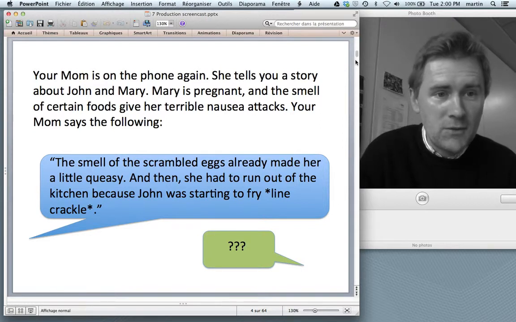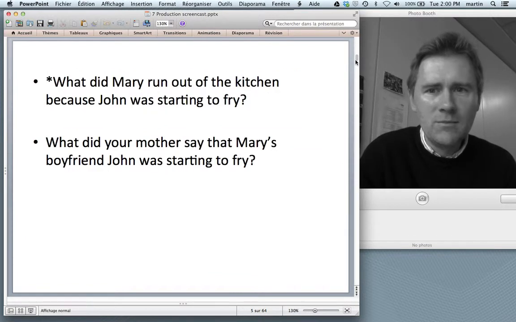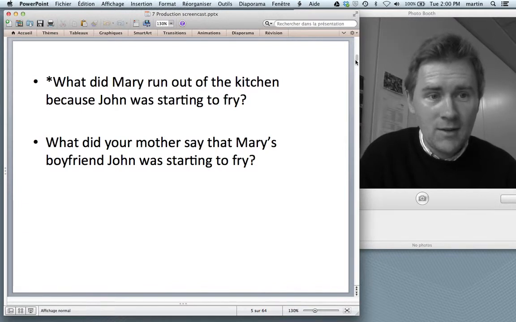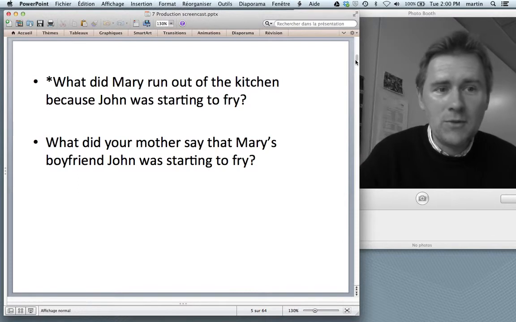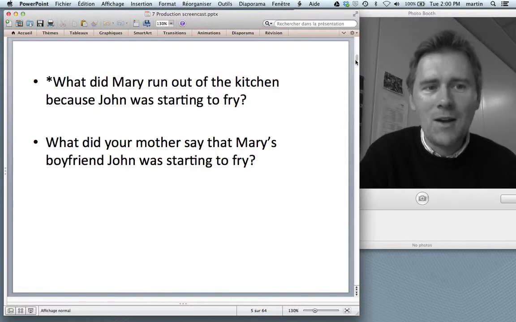And then your train goes through a tunnel, and your reception goes bad, and you don't hear the last word that your mom was going to say. Okay, so you may wonder now, what did Mary run out of the kitchen because John was starting to fry? But you notice that the grammar of English doesn't really allow you to ask this question. You would have to phrase it in a slightly different way. So this sentence is ungrammatical. Why is it ungrammatical? Well, it violates an island constraint. I'll explain this in more detail in just a second.